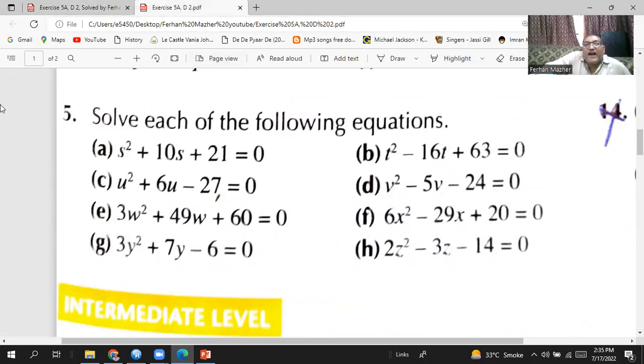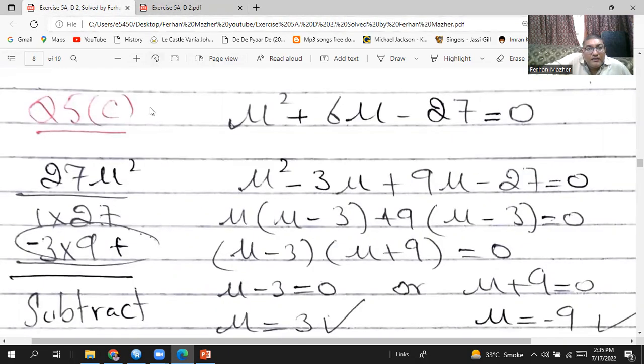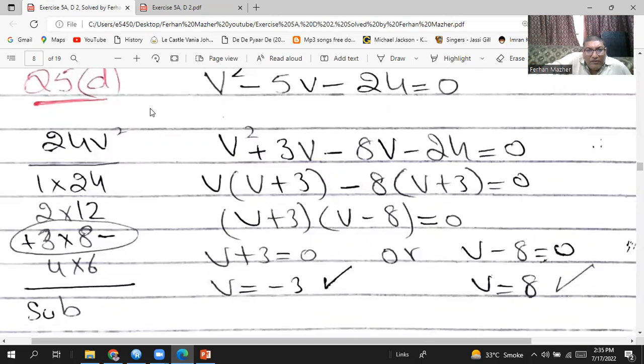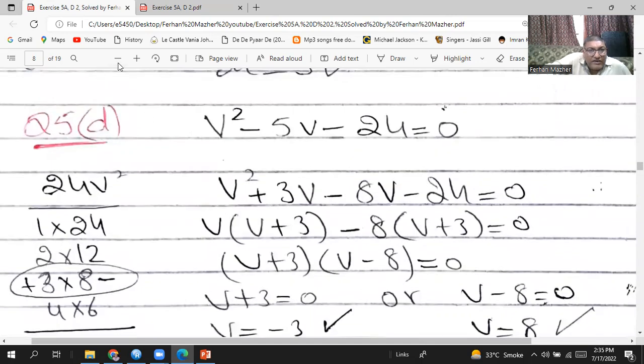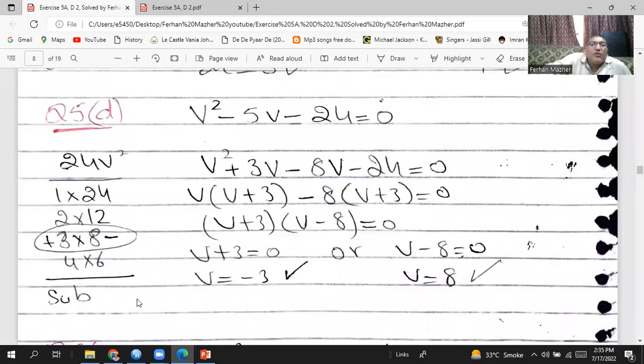Okay, question number 5, it's D part. It says v square minus 5v minus 24 is equal to 0. So we will multiply the extreme terms and we will get 24 v square. So I will write the factors of 24. They are 1 into 24, 2 into 12, 3 into 8, 4 into 6. So with the third term, you have negative sign. So we will subtract, and I want that pair which by subtraction will give me minus 5.